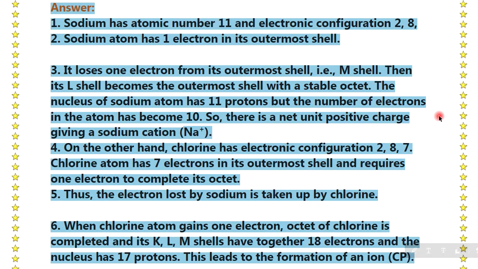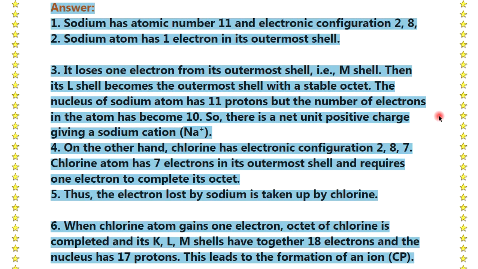Let's see. Sodium has atomic number 11 and electronic configuration 2,8,1. Sodium atom has 1 electron in its outermost shell. It loses 1 electron from its outermost shell, that is M shell. Then its L shell becomes the outermost shell with the stable octet.